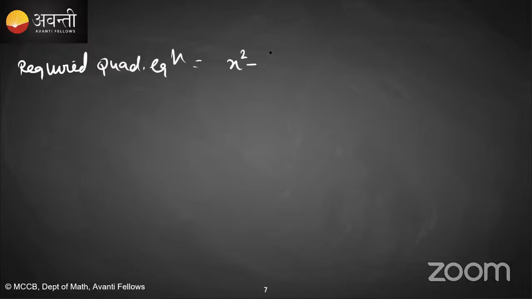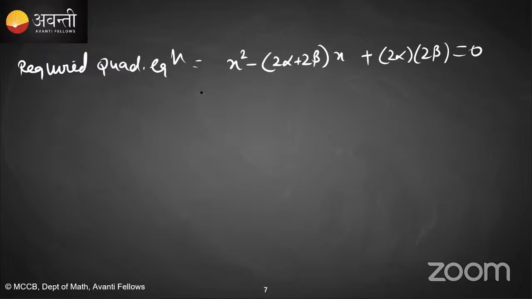Okay. Now, student, tell me required quadratic equation कैसी होगी, बताओ. Required quadratic equation कैसी दिखेगी? x square minus sum of roots क्या है? 2 alpha plus 2 beta into x plus product of root 2 alpha into 2 beta is equal to 0. Yes or no? Right? So x square minus 2 times alpha plus beta into x plus 4 into alpha into beta is equal to 0.